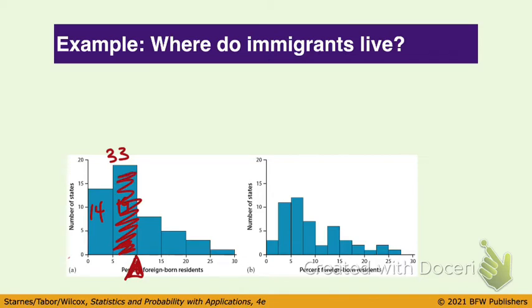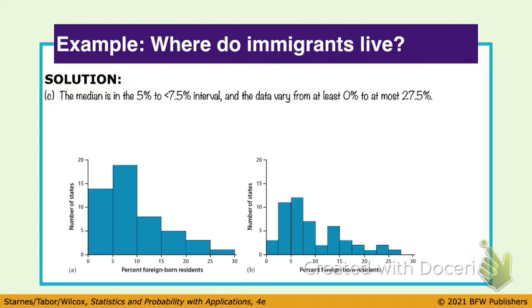So there are a couple of different ways to find the middle. You can think of where the graph would balance, or you can find it mathematically by finding the median. Let's see what the actual answer tells us. It says the median is in the 5% to less than 7.5% interval, so somewhere in this section here. Questions about that? And then what about the spread? What's the spread of this data?